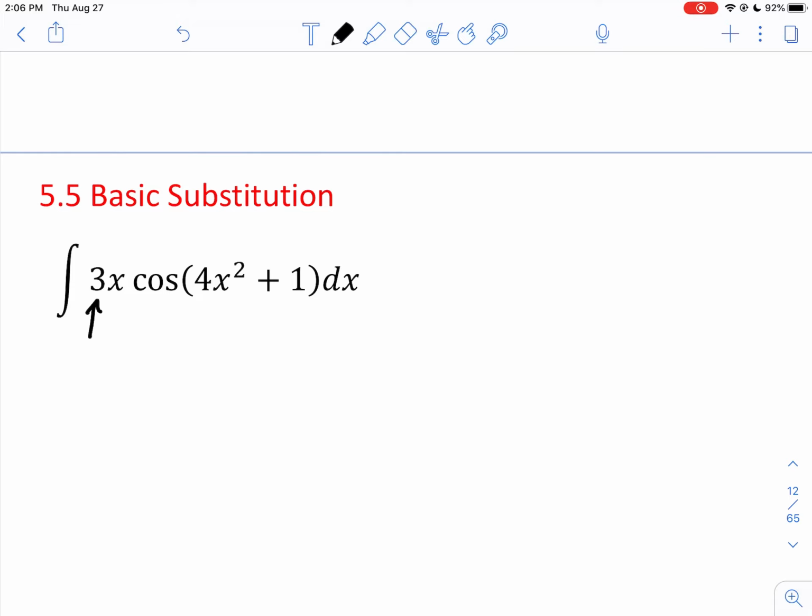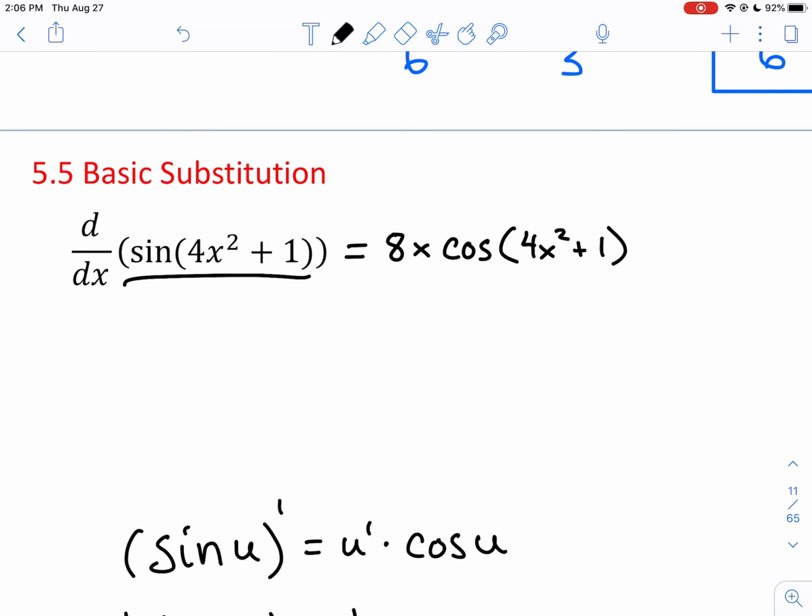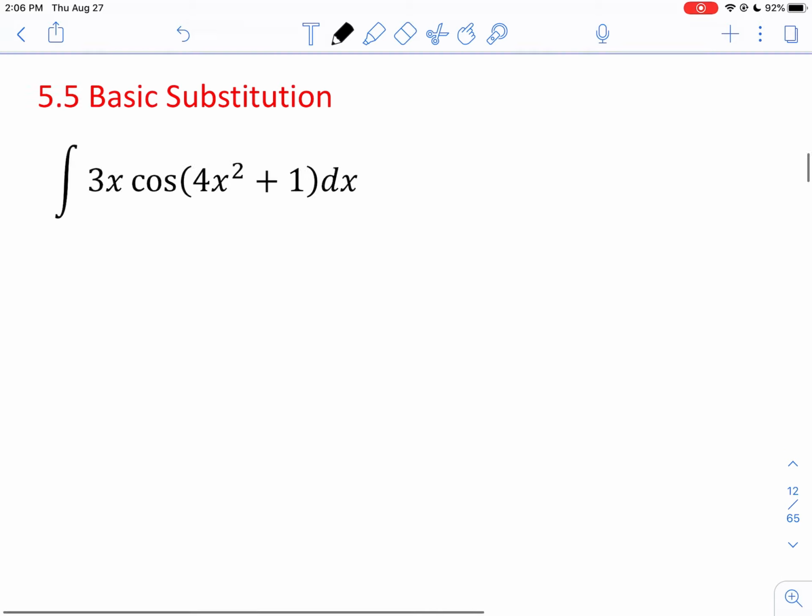But this is not an 8, it's a 3. So I don't expect to get simply this function here as an answer. It's going to be a multiple of that function. Now, the formal process for doing this is called doing a basic substitution.